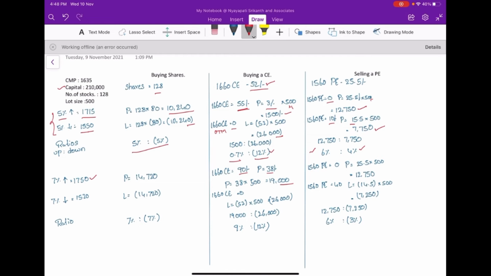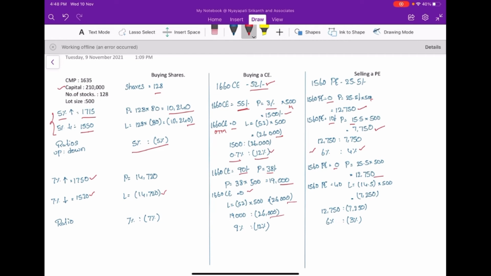Similarly, the 1560 put option is an out of the money option, so it expires at zero, and the profit is 12,750. And if the share price is down by 7%, then it will move to 1520, and the loss will be identical. So there is a loss of 7% in capital, and the 1660 call option will expire at zero, and the loss will be 26,000.